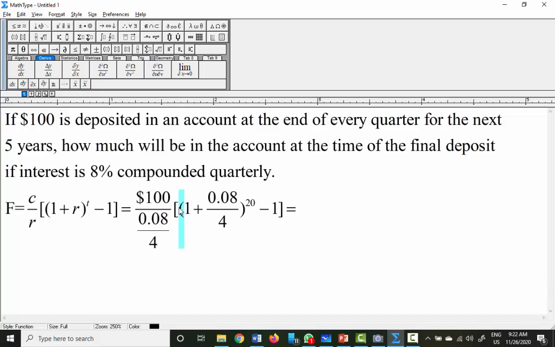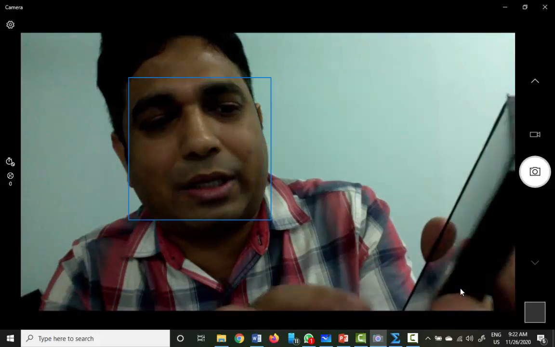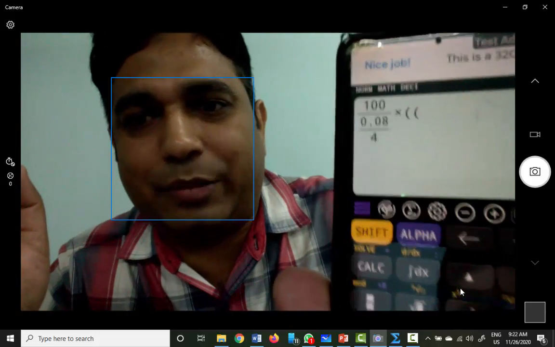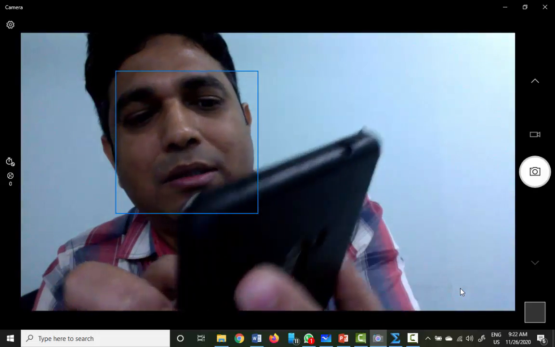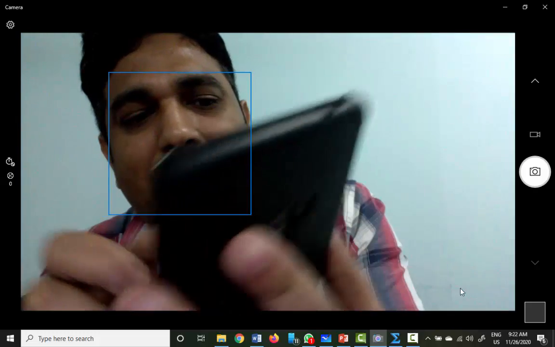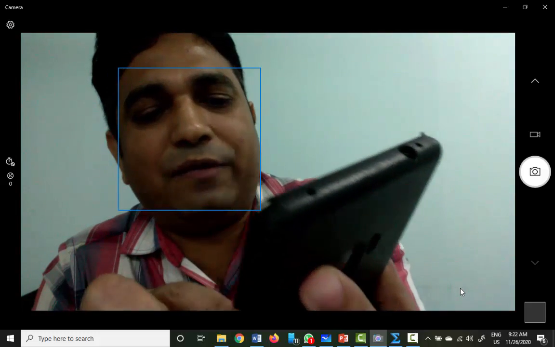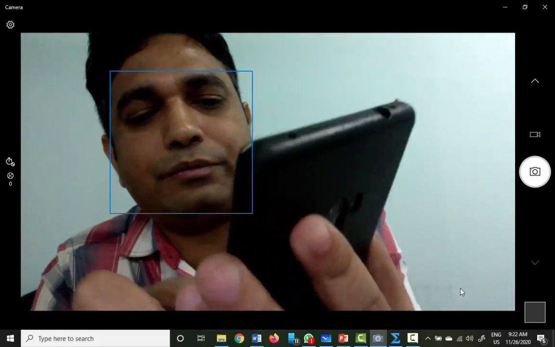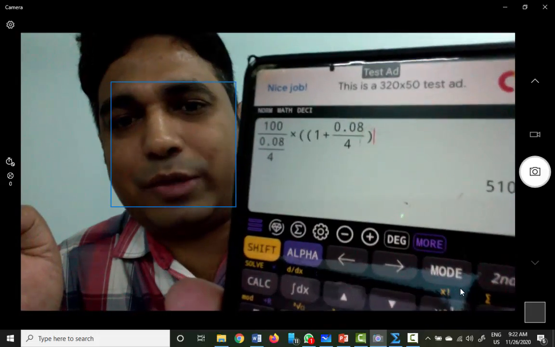And then again, inside this bracket we have another bracket. So we need to get another bracket there. So I get another bracket there. And then we can press 1 plus, again we can get a fraction 0.08 divided by 4, bracket close. So you can type it like that way.